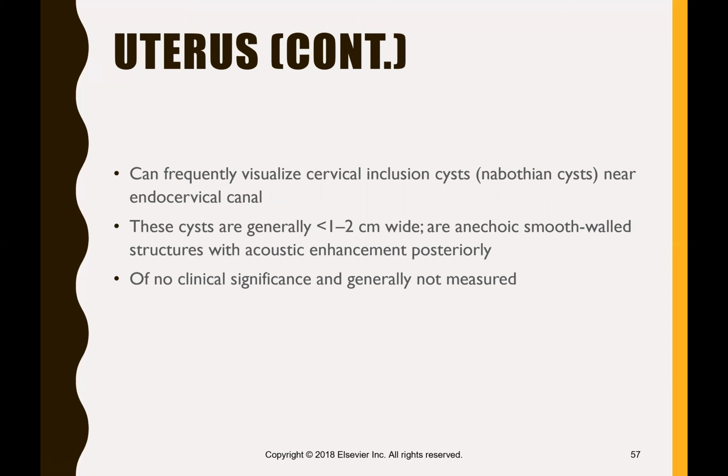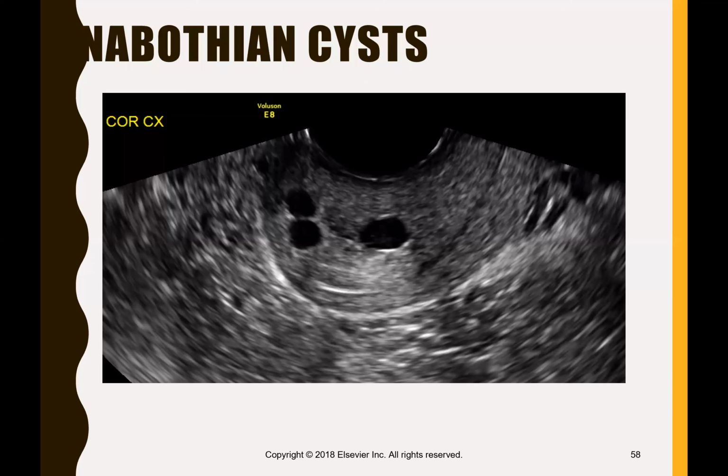One thing that you will see are Nabothian cysts within the cervix, and these are just benign and very normal, and they're of no clinical significance. So we don't usually measure them unless there is like a ruptured cyst. This is what they look like. They're on the cervix, and they look like these little round balls, like little cysts. And if you see those, yeah, those are Nabothian cysts, but I don't ever really mention those in my report because they're just so normal.